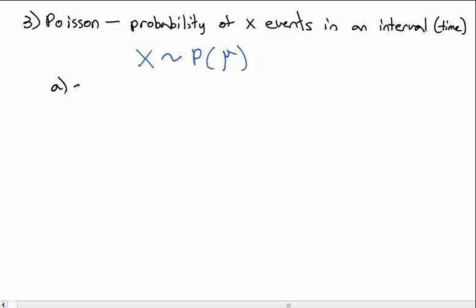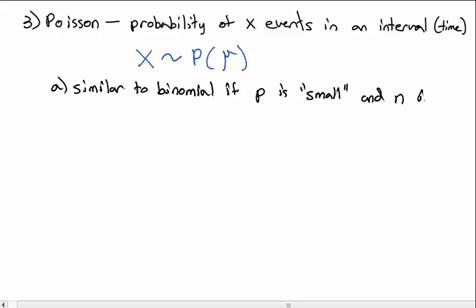It's also interesting to note this is very similar to the binomial, especially if p, the probability, is small, and n, the number of trials, is large. And those words are in quotes because there's no real hard rule about what is small and what is large. But Poisson and binomial have a lot in common because we might be talking about the events being a success, and then we're kind of talking about a binomial.